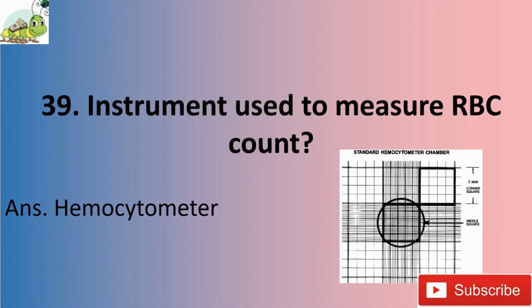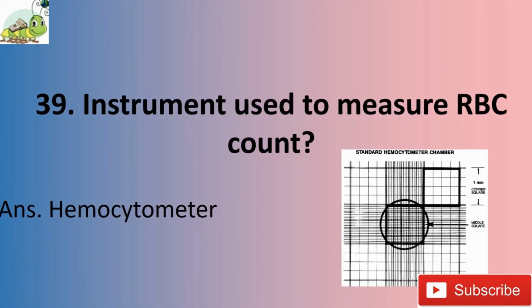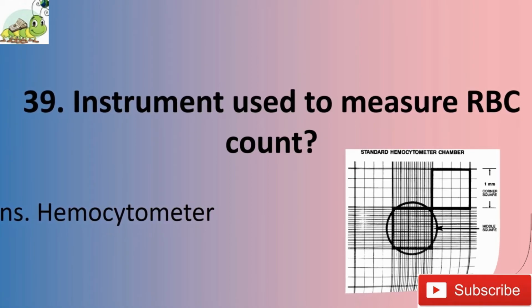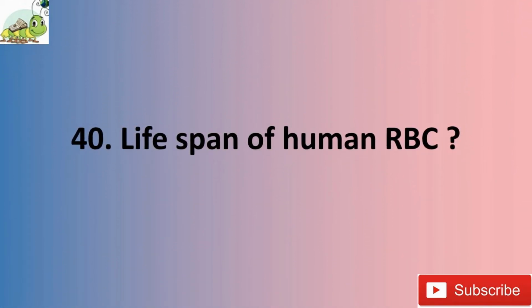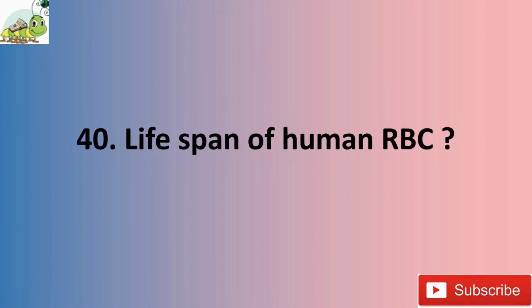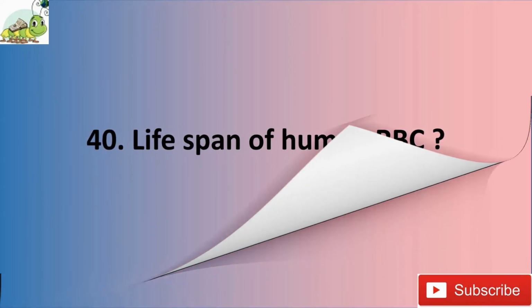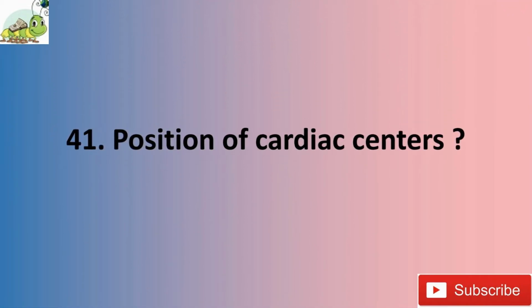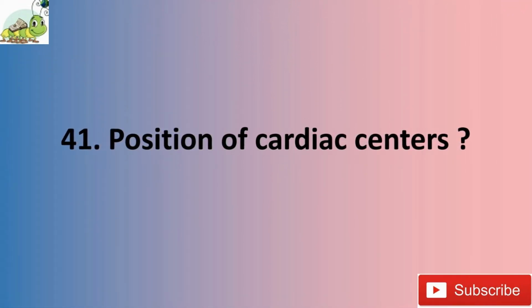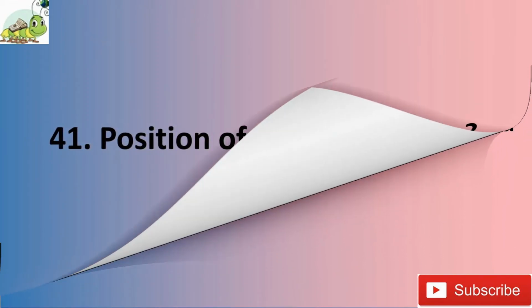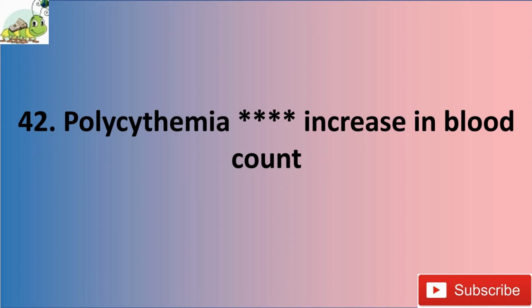Point number 39. Instrument used to measure RBC count. What is that? The hemocytometer. Point number 40. Lifespan of human RBC, 115 to 120 days. Point number 41. Position of cardiac centers, in the medulla oblongata of the brain. 42. Polycythemia is the increase in blood count.